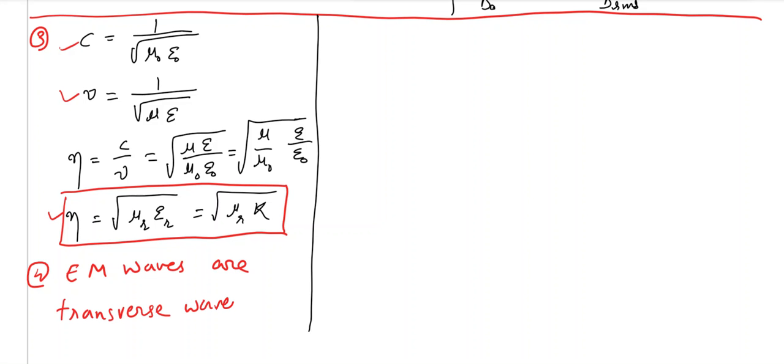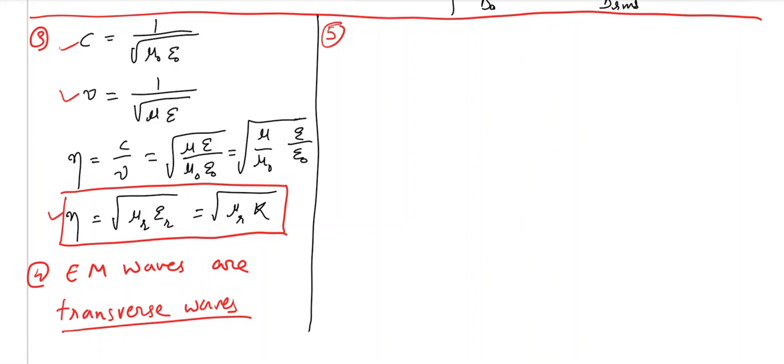What do you mean by transverse waves? Electromagnetic waves are the waves in which the direction of oscillation of electric field and magnetic field are perpendicular to the direction of wave propagation. So that is how these waves are transverse waves.